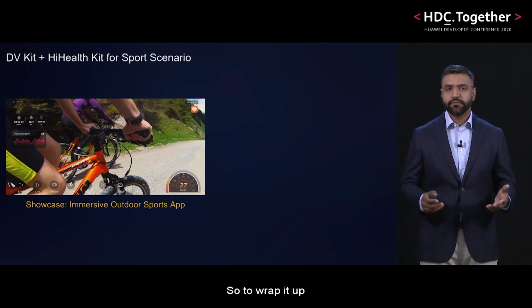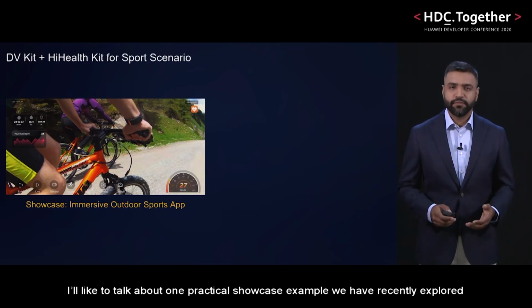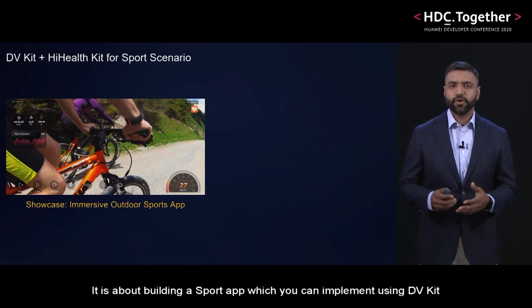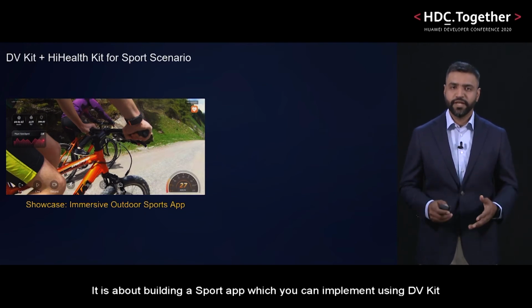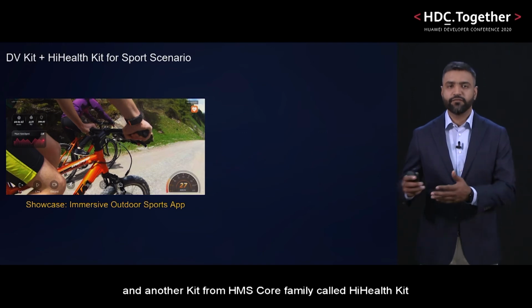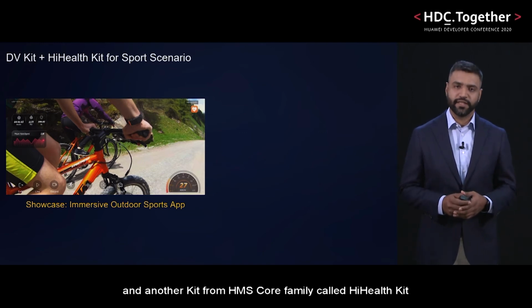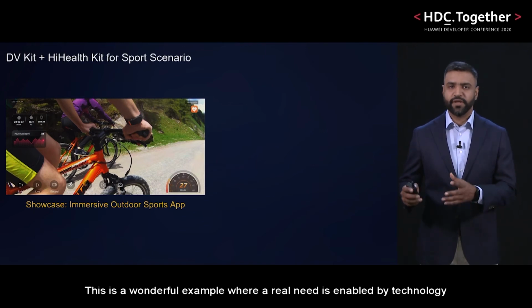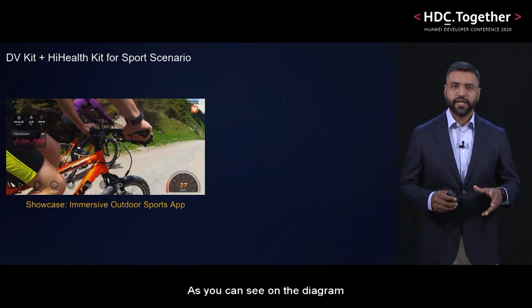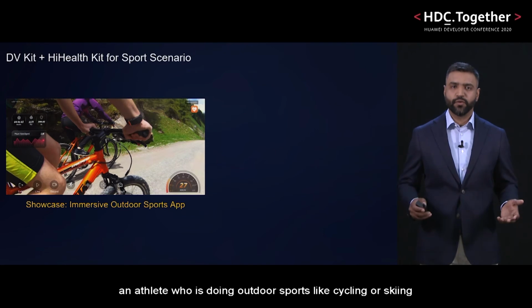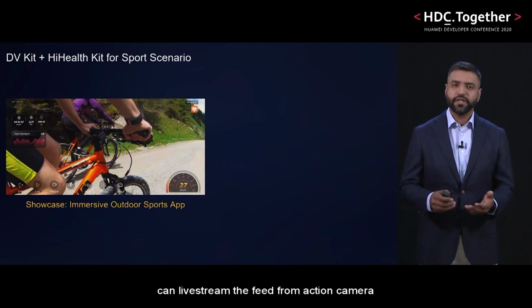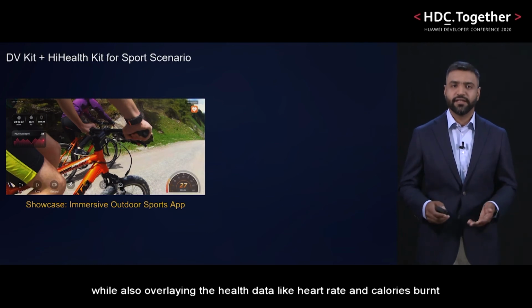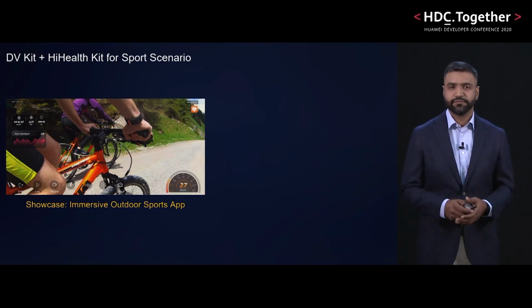So, to wrap it up, I'd like to talk about one practical showcase example we have recently explored. It is about building a sport app which you can implement using DVKit and another kit from the HMS Core family called HiHealthKit. This is a wonderful example where a real need is enabled by technology. As you can see in this diagram, an athlete who is doing outdoor sports like cycling or skiing can actually live stream the feed from an action camera while also overlaying health data like heart rate and calories burnt.